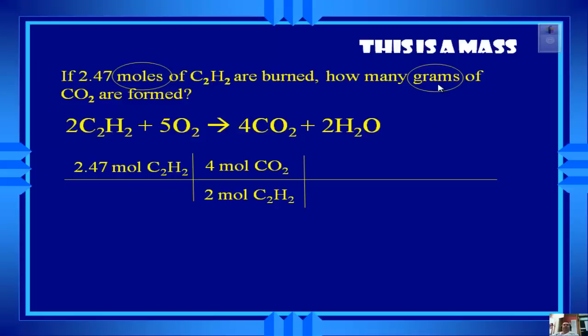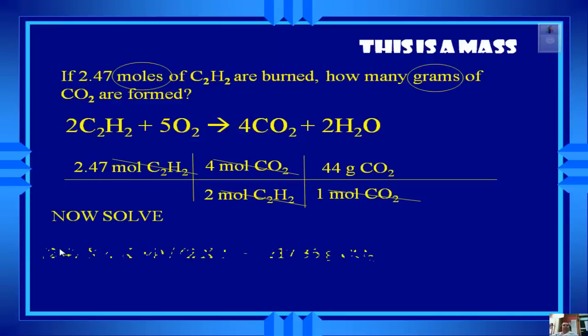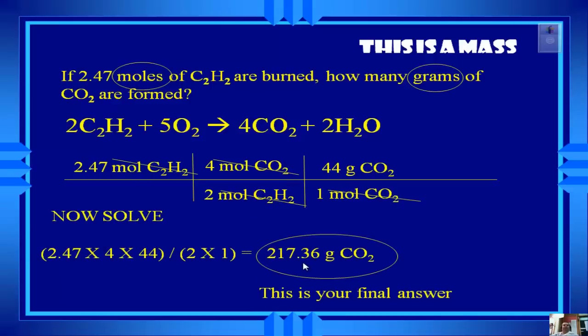But the last step now is I have to go to grams. So I have to add up what carbon dioxide is. 1 mole of carbon dioxide, add it up, I get 44 grams. Adding it up from the periodic table, 2 times 16 plus the 12, that gives me my 44 grams. Getting my moles to cancel out, I'm going to be left with grams of CO2. I'm literally going to take 2.47 multiplied by 4, multiplied by 44, and divide that by 2, and we'll get the answer of 217.36 grams of CO2. That's your final answer. Again, here was the mol-to-mol step, but I had to go one step further when I was going to grams.